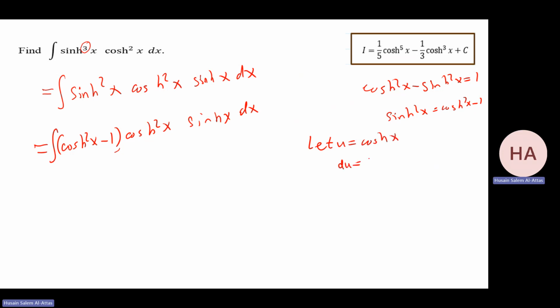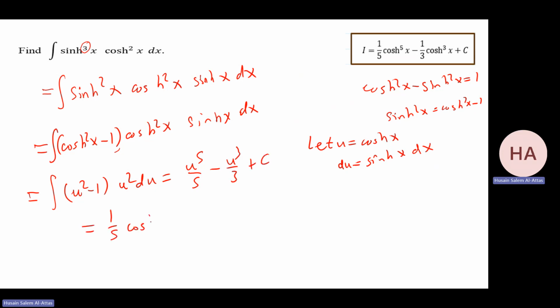du will be sinh x dx. So I have u squared minus 1 times u squared du, which is u to the power 5 over 5 minus u cubed over 3 plus c, which is 1 over 5 cosh to the power 5 x minus 1 over 3 cosh cubed x plus c.